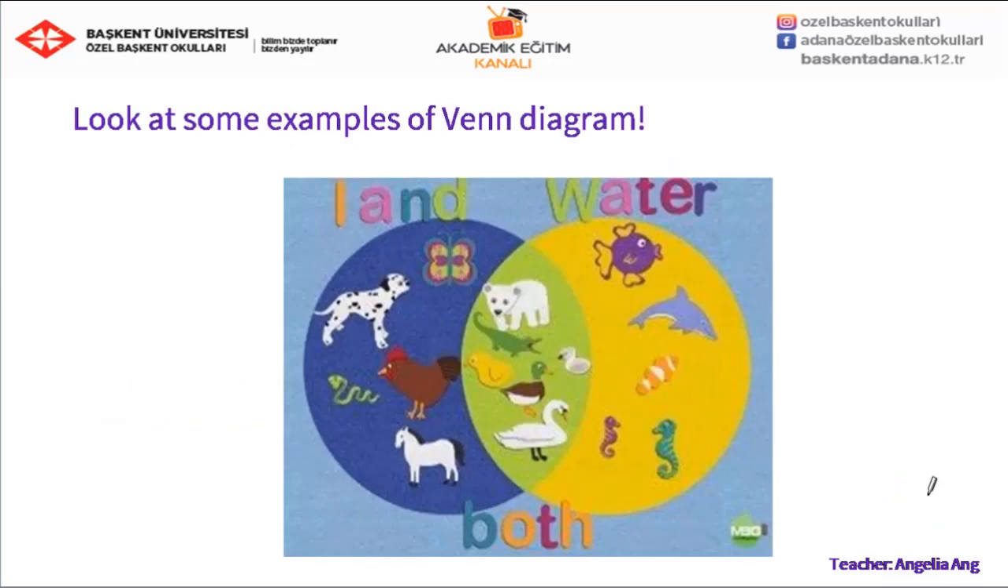Look at some examples of Venn diagram. Diagram A contains animals that live on the land. Diagram B contains animals that live on the water. And this area in the middle contains animals that live both on the land and on the water.